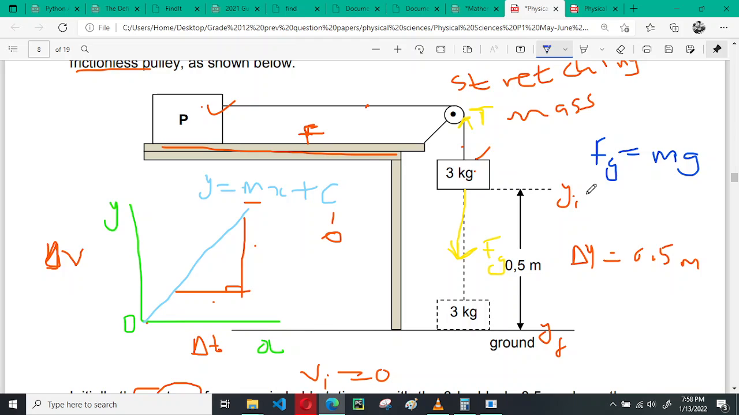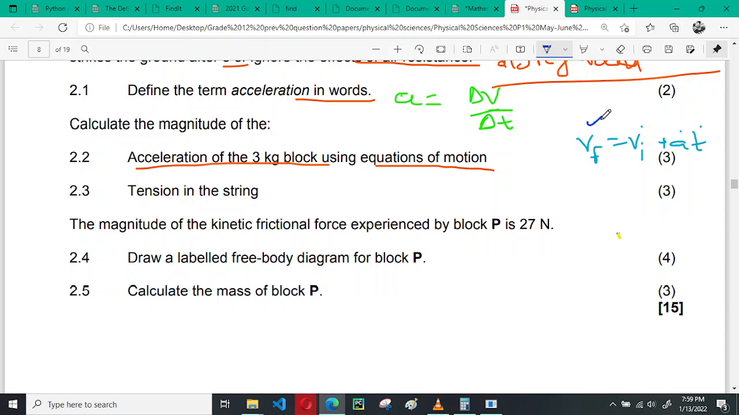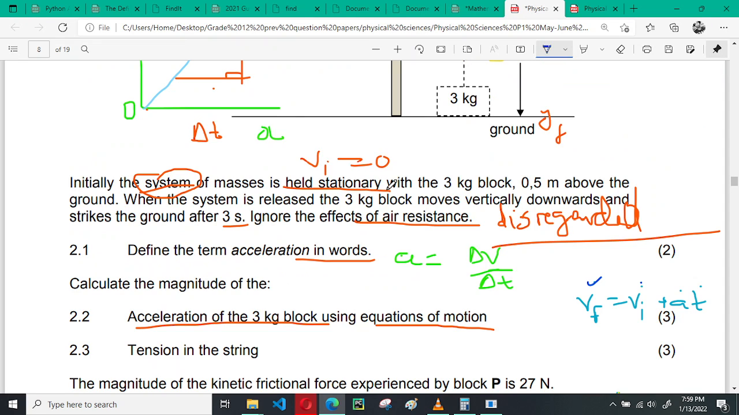All right, let's come back to the question. So you have the first equation of motion looking like this. We don't have the final velocity in this equation. We have the initial velocity because we were told the object is held stationary. In other words, it's not moving at this point. Initially is the word that's being used here. It's not moving, so initial velocity is equal to 0.